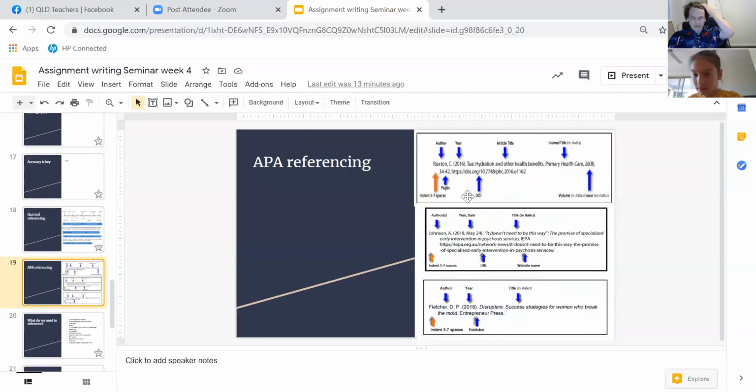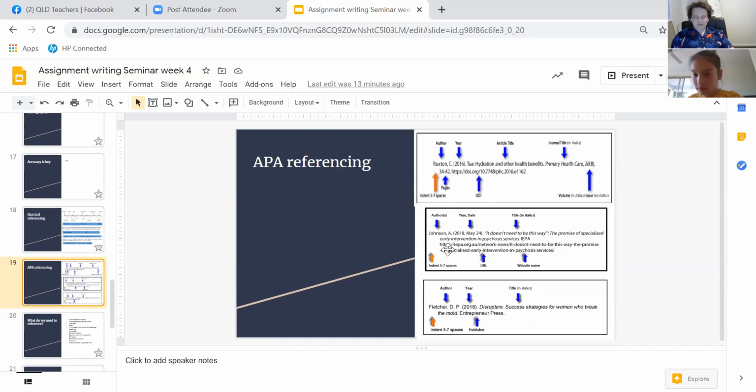Does anyone know what a digital object identifier is? It's a number that you can type in and it will bring up the article. You don't need to know the name, you don't need to know the link, you don't need to know anything else except for this digital object identifier, which is here. And it's really important to include.